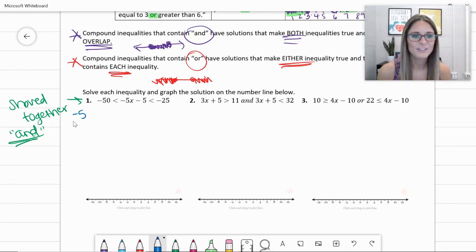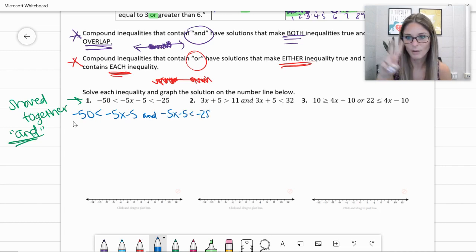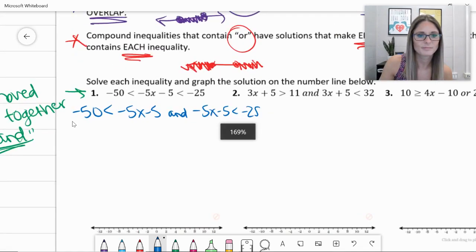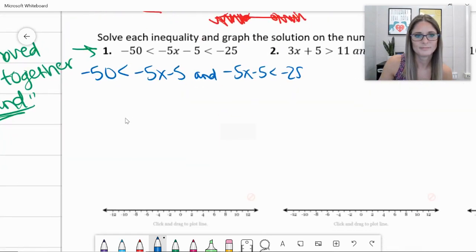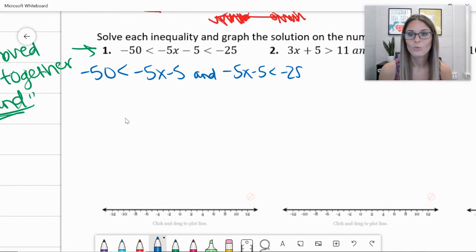I've got negative 50 is less than negative 5x minus 5. And I've got negative 5x minus 5 is less than negative 25. Both of those are there. So what are we going to do? We're going to solve each of them separately. So I'm going to focus on the left one. I'm going to solve for x.